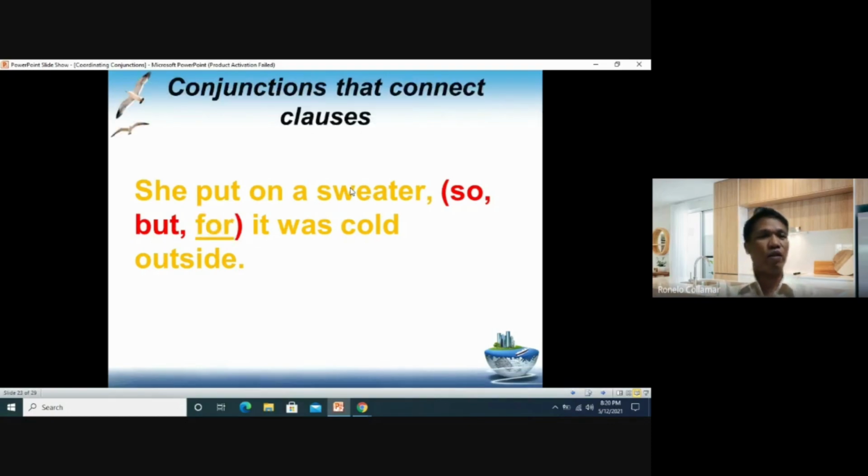All right, so when we use for, it can be replaced by the word because. She put on a sweater because it was cold outside. Because it was cold outside, she put on a sweater. Or you can say, for it was cold outside, she put on a sweater. All right, but you take notice if you're going to use the word for here as coordinate conjunction, there must be a comma right after the first clause. All right, so sometimes it is very confusing because combining clauses needs the grammatical structure, the convention, or I'm going to say the rule of subject verb agreement, and the structure itself.